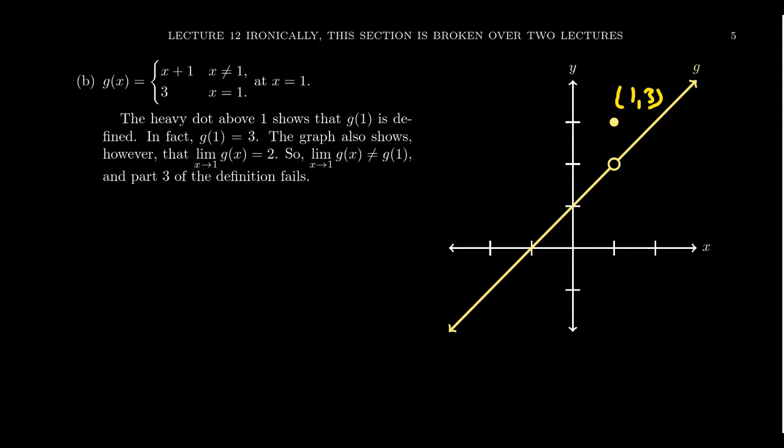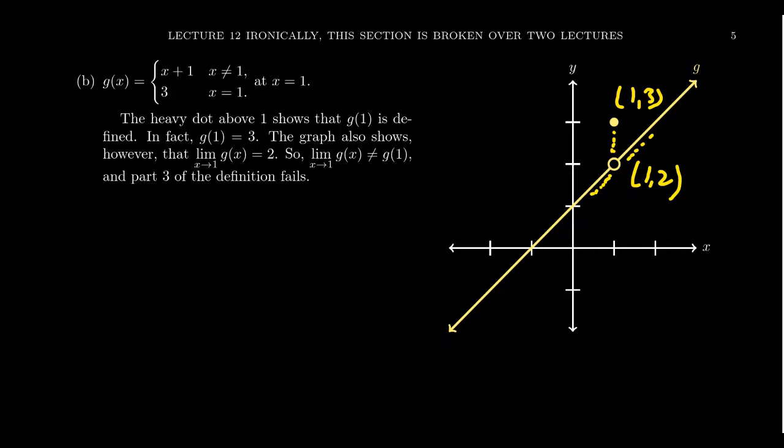Now, the function's limit suggests that as we get close to x equals 1, the function wants to be 2. You see this removed point at (1, 2), but the function's been defined to be at the point (1, 3). Why did we redefine it that way? Well, out of context, it's hard to predict why, but it is a removable discontinuity.